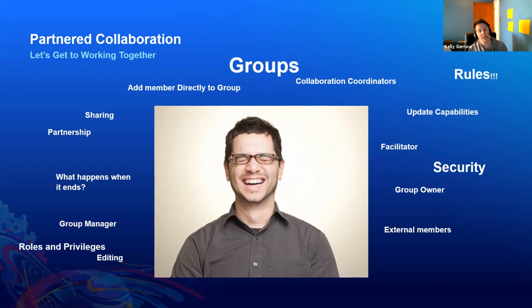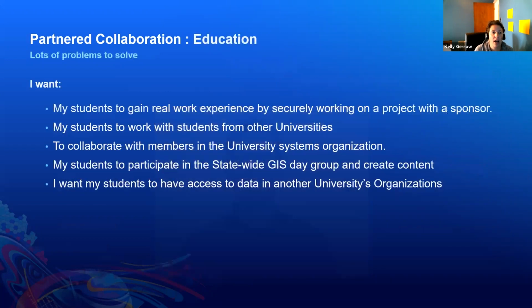I'll provide these two most classic examples. Here are some examples of things that people want to do in the education space. Sometimes my students want to gain real work experience by securely working on a project with a sponsor. Partnered collaboration will allow those users, if the sponsor does have an ArcGIS Online organization, to work directly with the data that's in the sponsor's organization without needing to move the content back and forth. My students want to work with students from other universities, so you can set up a partnership so that students can work with students.